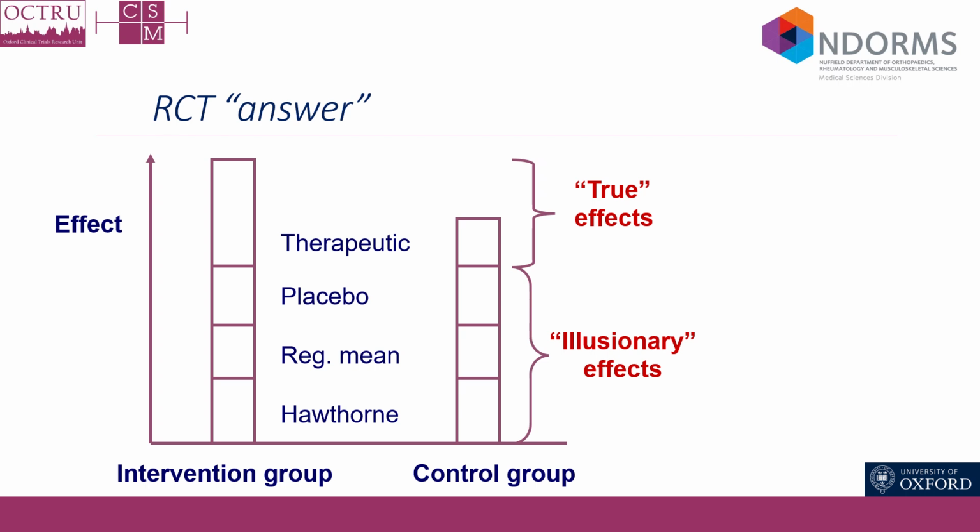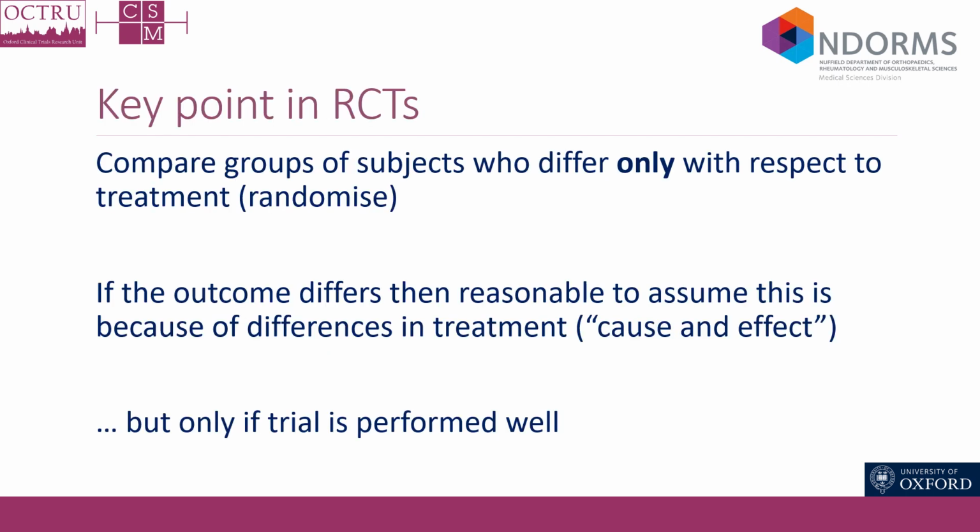But the real difference is what the RCT enables us to confidently focus on, the true effects, and to remove the other factors that might mislead the interpretation of our results. The key point for an RCT is that we are comparing groups of subjects who differ only with respect to the treatment, and that's why we randomise. When we observe that the outcome differs, it's reasonable to assume that it's because of actual true differences in the treatment. So that cause and effect relationship is clean, as such. But a key condition is that the trial is performed well.